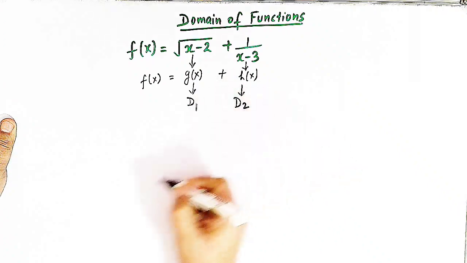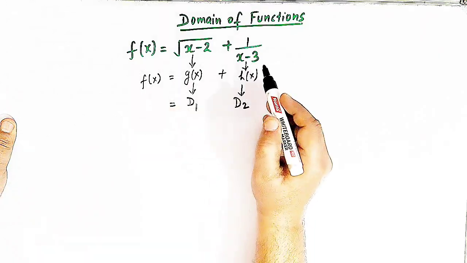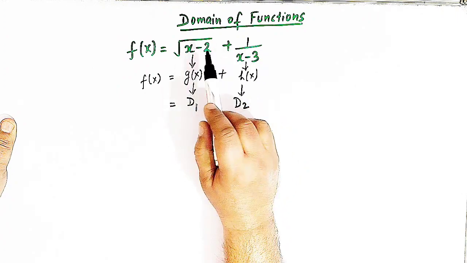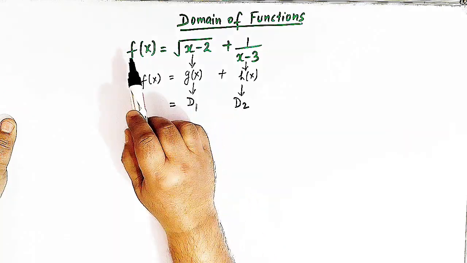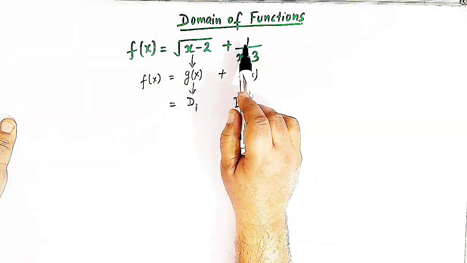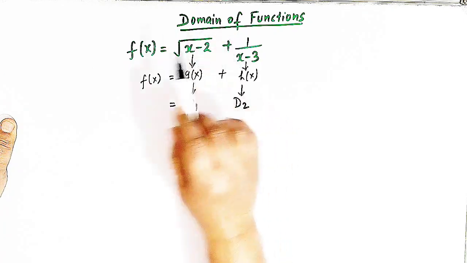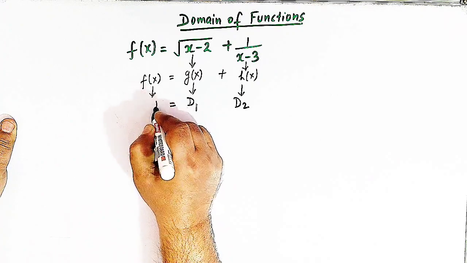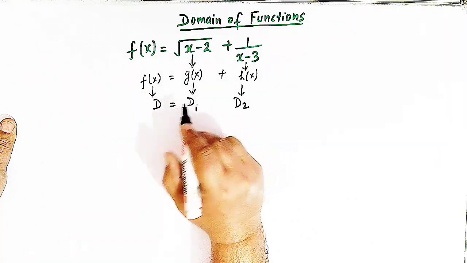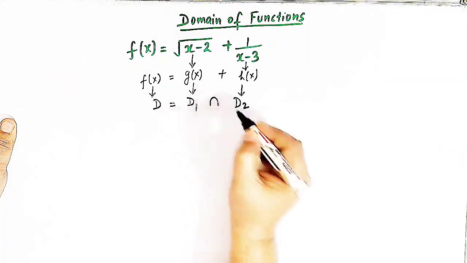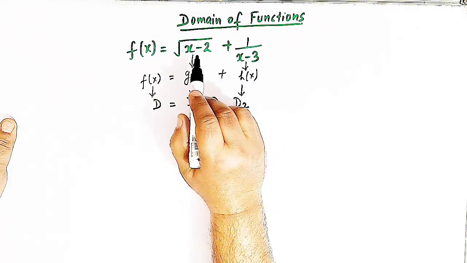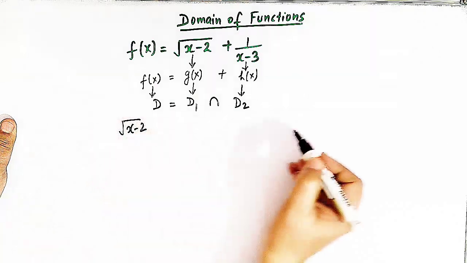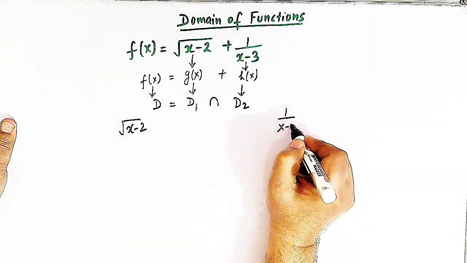D2. And then we'll identify the common values of x which simultaneously satisfy this function f of x, and those common values of x are known as the domain of this function f of x, right? So let us call the domain of f of x as D. So D can be written as D1 intersection D2. So let us first individually find out the domain of the functions square root of x minus 2 and 1 over x minus 3.